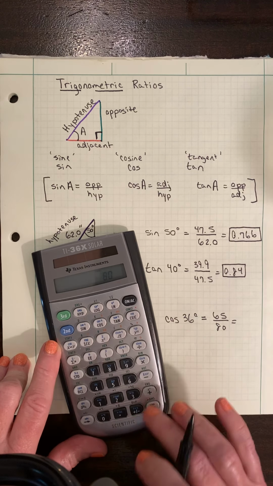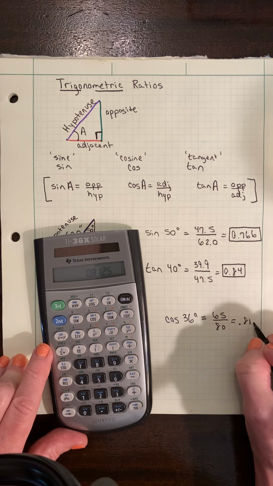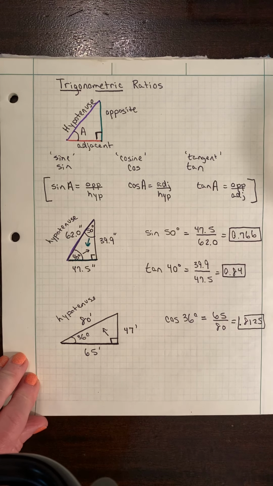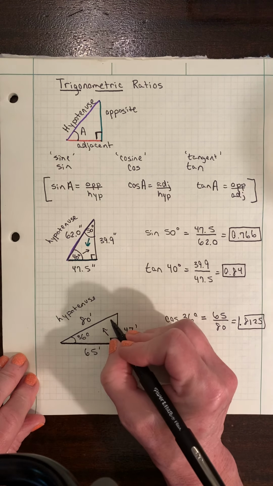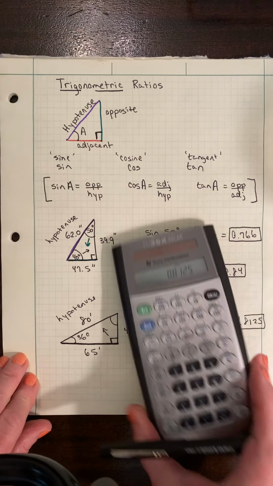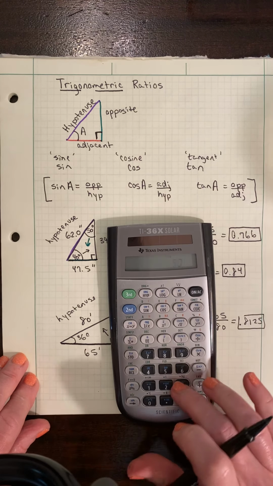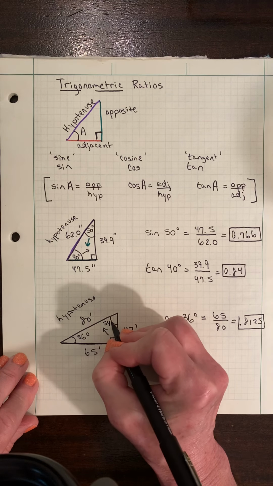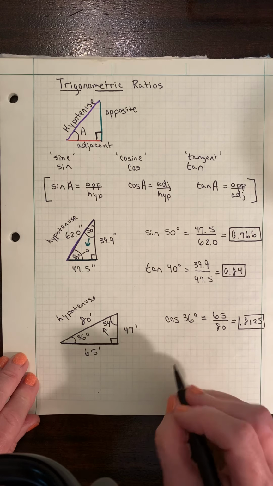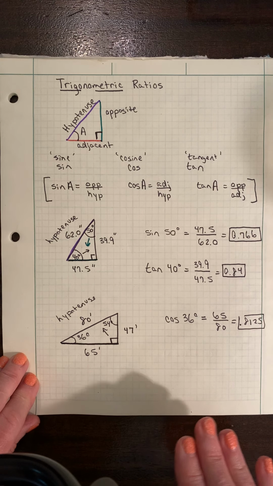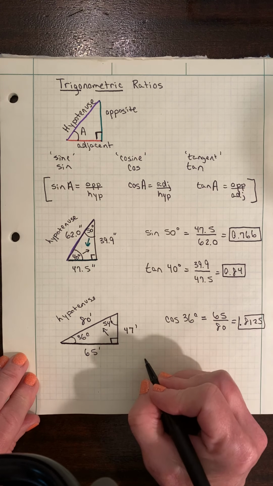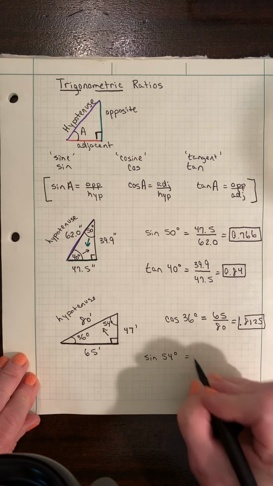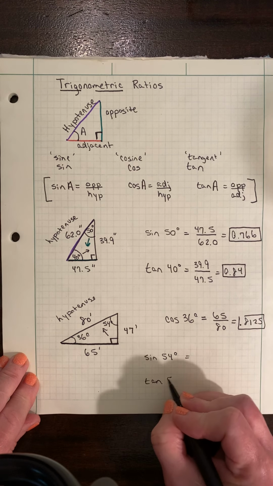65 divided by 80, and we get 0.8125. Now, if this is 36 degrees, remember, we can find that by subtracting from 90. 90 minus 36 is 54 degrees. And what I'd like you to do is I'm going to write down a couple of problems. You pause the video and then come back and see if you got them correctly. Let's say I wanted to find the sine of 54 degrees, and we'll do the tan of 54 degrees.